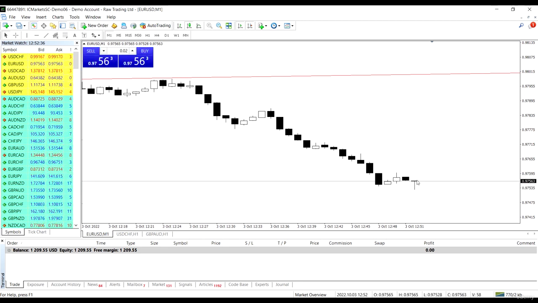As you can see, buyers are pushing up, buyers are pushing up, but it's not going in favor of the buyers. Let's just wait and see how this candle completes. It goes in favor of the buyers, then in favor of the sellers. Let's just wait and see.